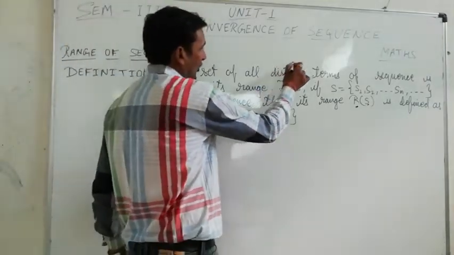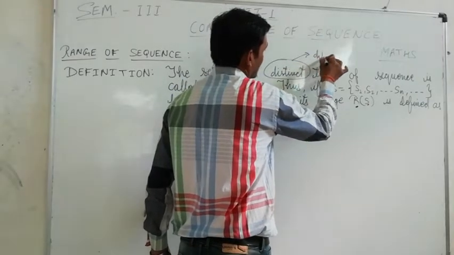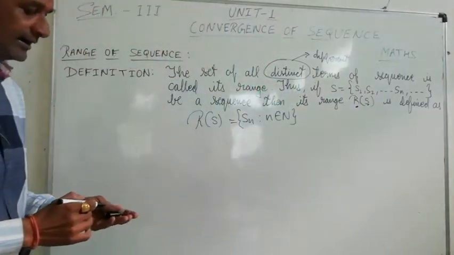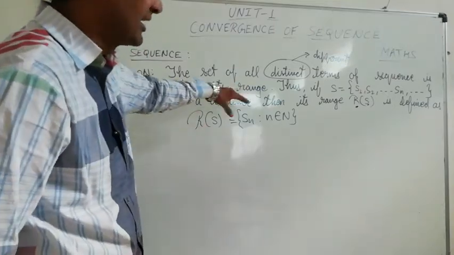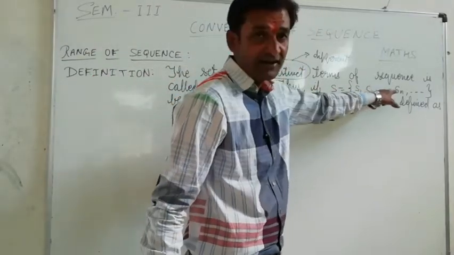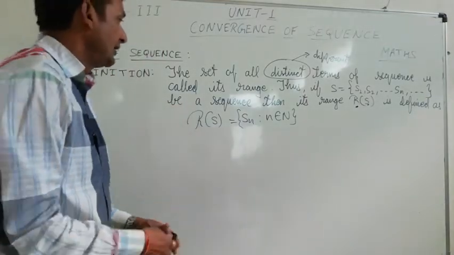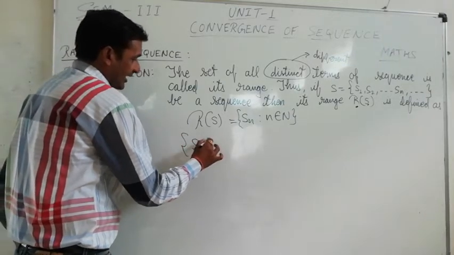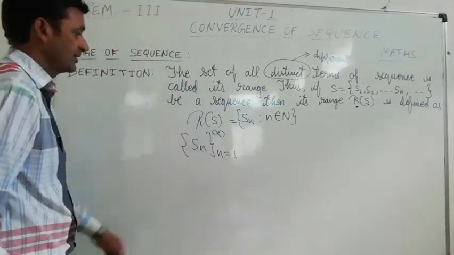Here I want to tell you one particular term, distinct. It means different terms. Distinct or different, you may write: the set of all different or distinct terms of a sequence is called its range. It means all the terms which we write in the sequence inside the curly bracket. It may be an infinite sequence if it is defined as {Sn} where n runs from 1 to infinity, then it is known as an infinite set.